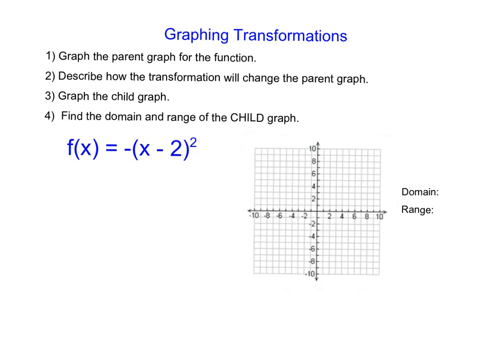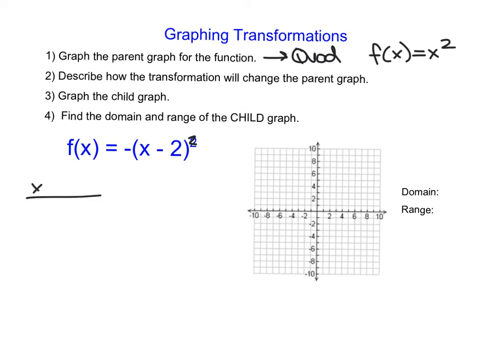So in this example, we're looking again at another quadratic. You can see this child graph has a squared. This is going to be a quadratic graph, which means that its parent function is f of x equals x squared.